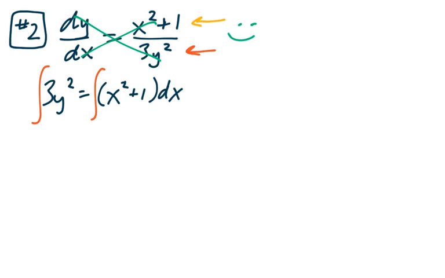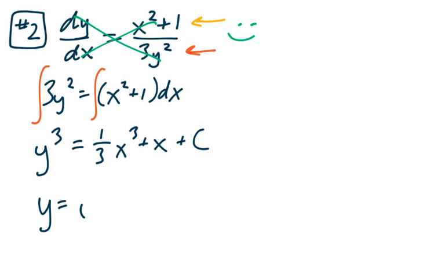Reverse power rule here. I got y cubed. Put the constant on the other side. Equals, how about 1/3 x cubed plus x? Is that okay? That's the antiderivative there. Plus c. And nothing tricky here. Let's just solve for y by taking the cube root. We don't need plus or minus because it's a cube root, not a square root or an even root.